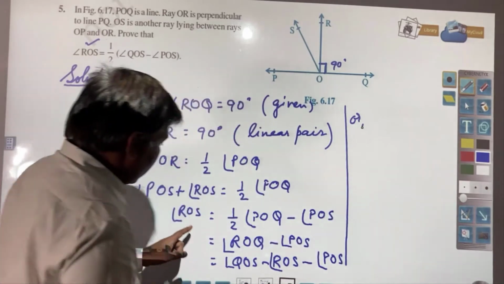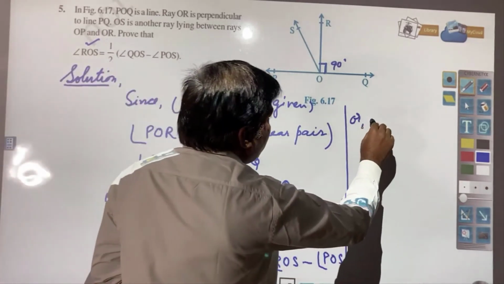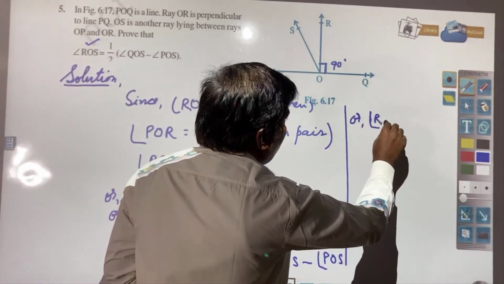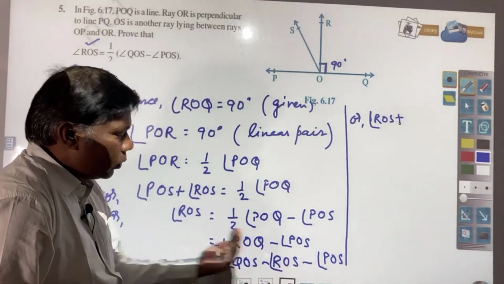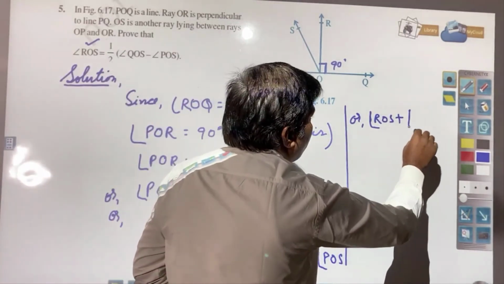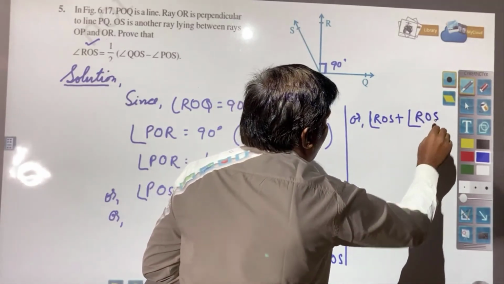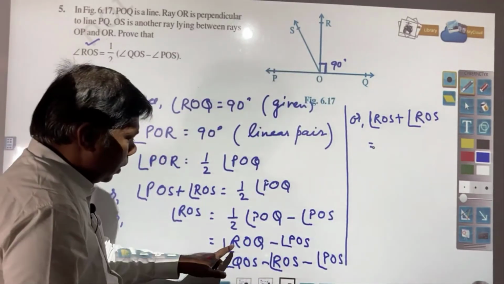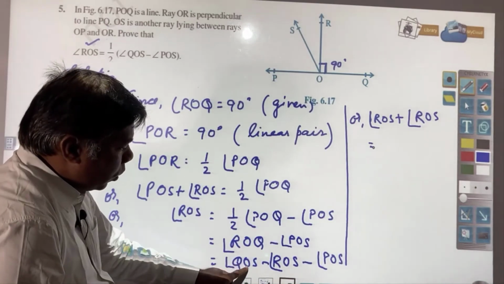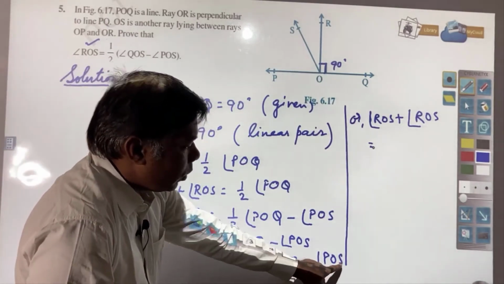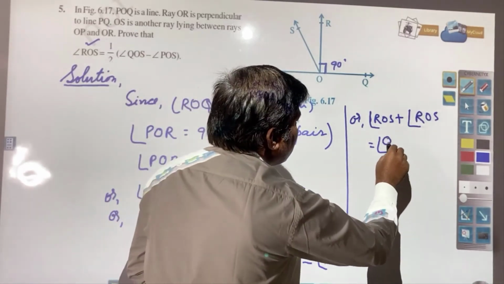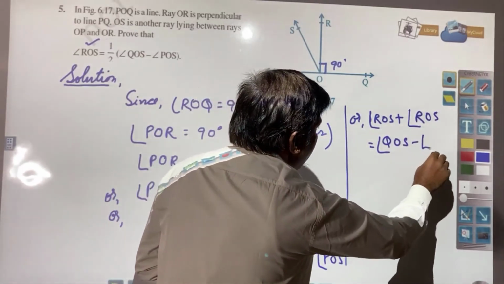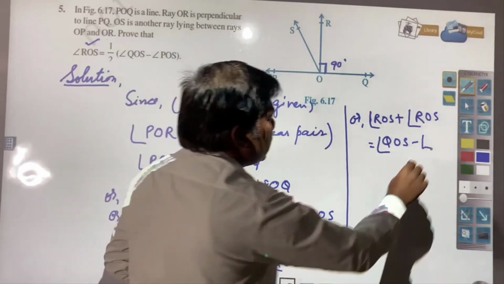Angle ROS we already have. Angle ROS plus this, minus ROS, we have. This will bring to the left side. So angle ROS will be equal to angle QOS minus angle POS.